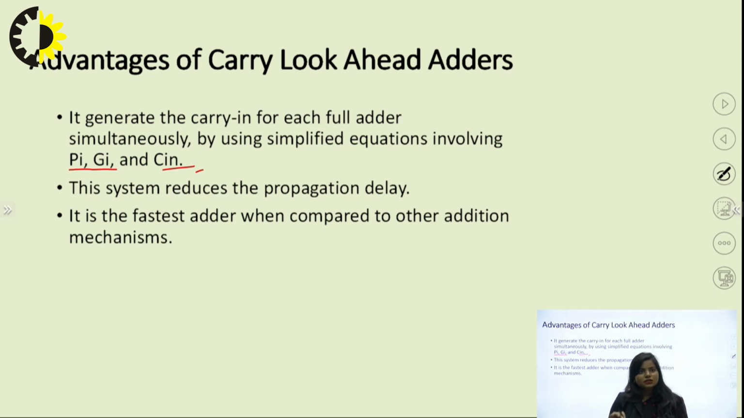Again, this system reduces the propagation delay, which is very useful for addition, and it is also a faster adder compared to other addition mechanisms. If we use a half adder alone or a full adder alone, we have to use more time for this summation algorithm. So here we have discussed all the advantages of the carry look ahead adder.